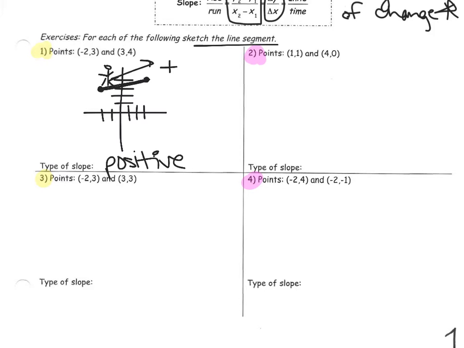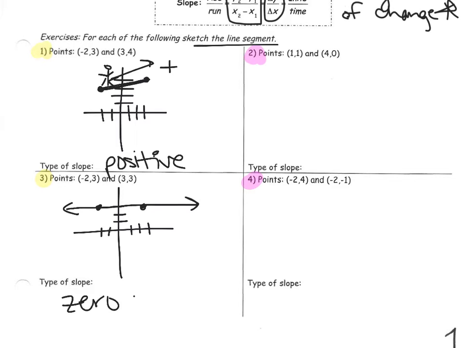All right, and again, now I'm going to sketch for 3. I have -2, 1, 2, 3, 1, 2, 3. So I have (-2, 3), and then I have (3, 3). And I can see that this is a flat horizontal line. This is a 0 slope.